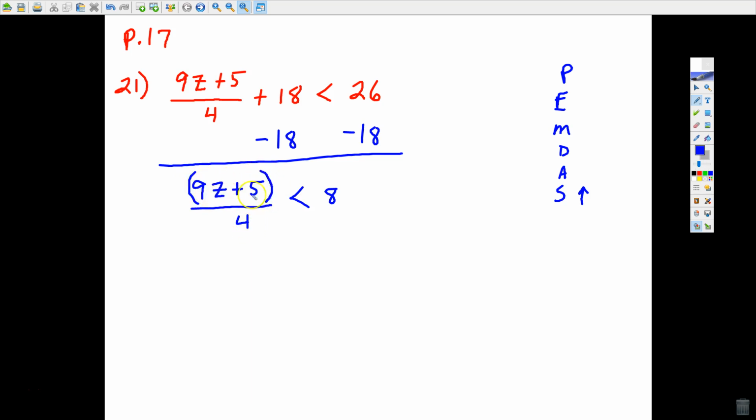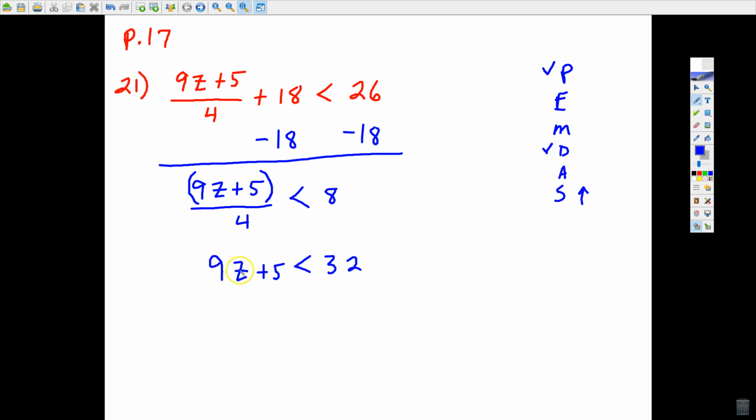Since this has to be treated as a group in the division, let's just go ahead and put grouping symbols, parentheses, around the numerator. So now I'm going to undo in this order. I'm going to undo the division first, and then I'm going to take care of the parentheses. The way I undo dividing by 4 is multiplication by 4. And that gets me to this point.